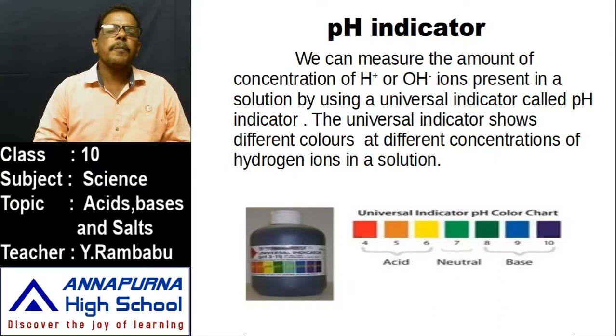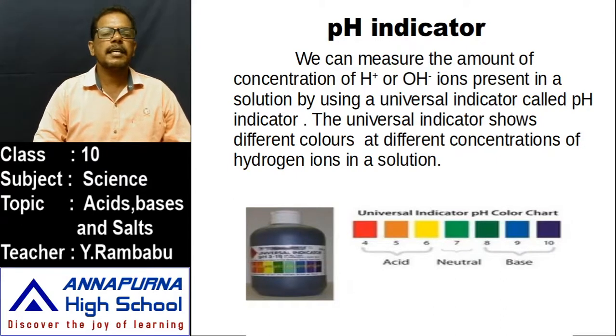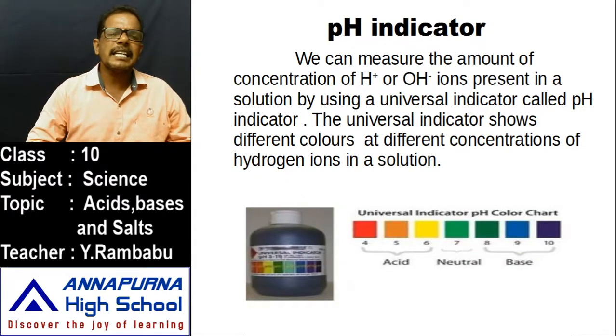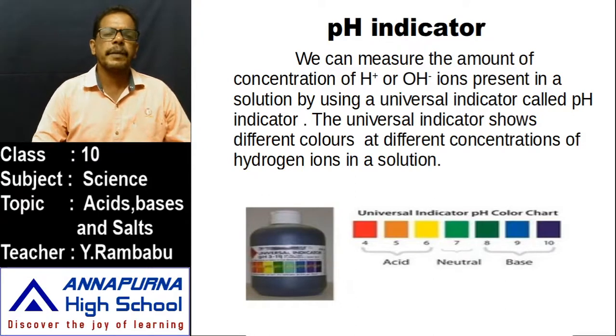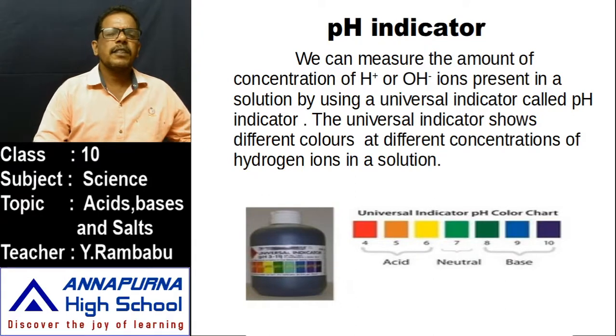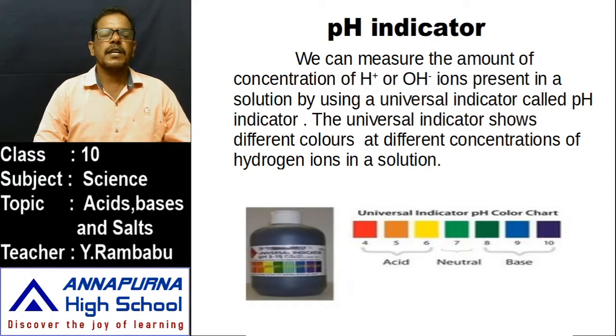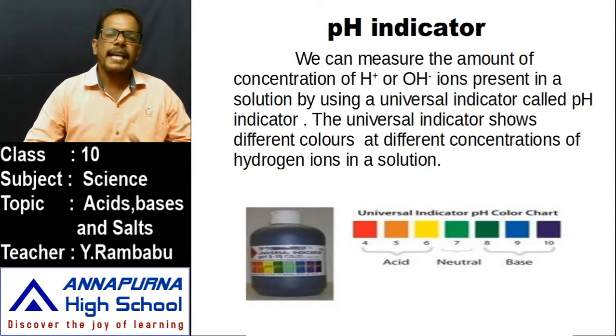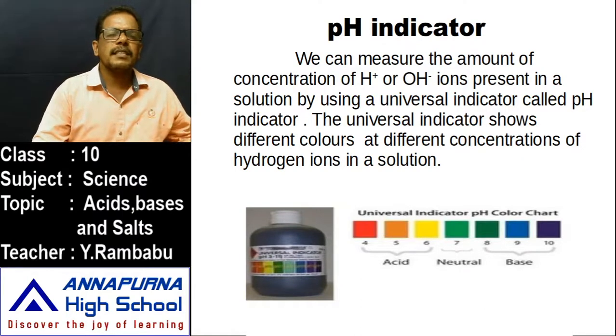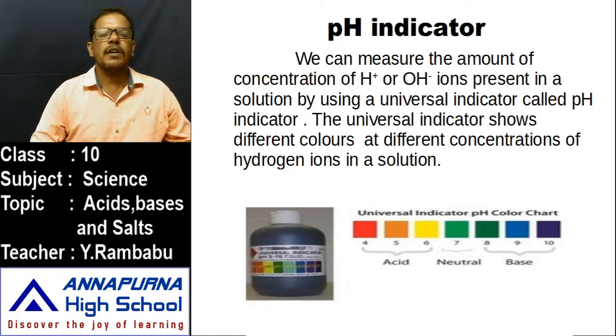But with the help of this indicator, what is that indicator? The pH indicator, what we call the universal indicator, we can easily express the strength of an acid or base. The strength of an acid or base is expressed in terms of the concentration of H plus ions or OH minus ions. That means if we express the concentration of H plus ions or OH minus ions present in a solution, indirectly what is expressed? Its strength is expressed. That means, is it a strong acid or weak acid, or strong base or weak base?